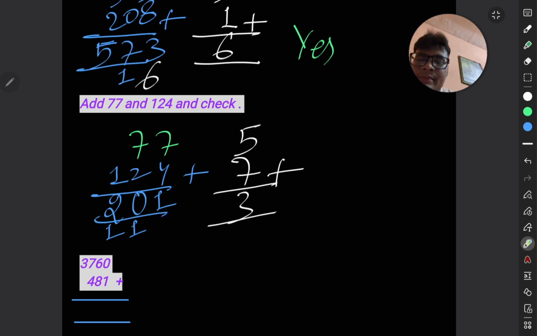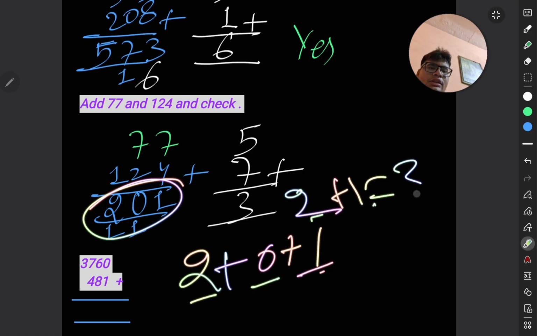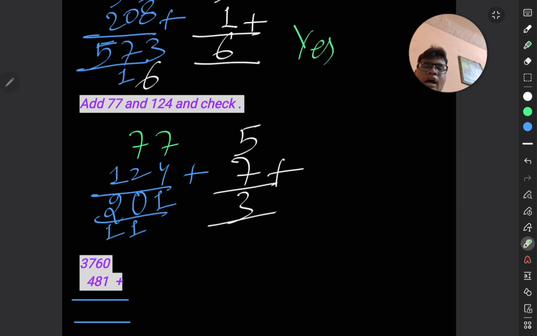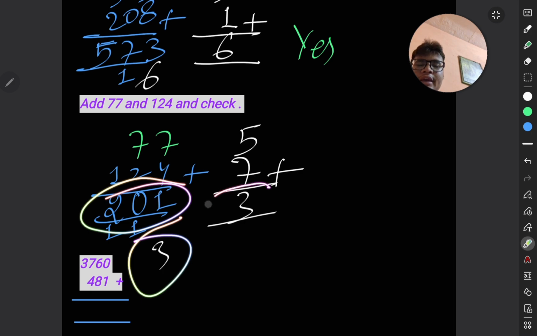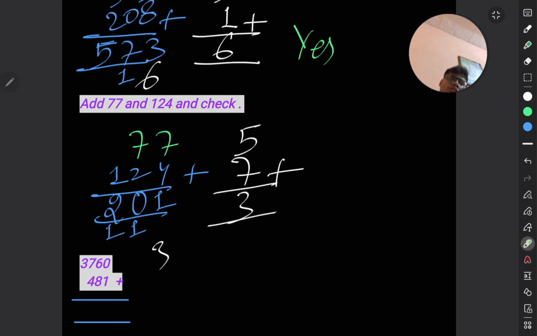Then we have to find the digit sum of the final answer, 201. Here are three figures, so we have to add these three figures. 2 plus 0 will be 2, plus 1 will be 3. So the digit sum of this answer is also 3. Our answer is correct because these two answers match each other. So our addition is correct.